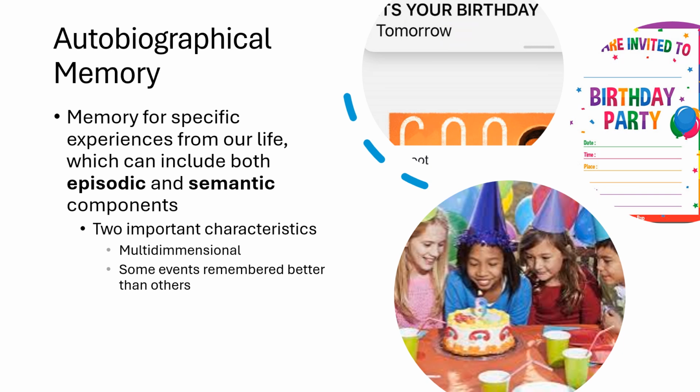What typically happens at a children's birthday party is we have hats and balloons and decorations, and there's a cake, and you blow out candles, and then you get presents, right? So autobiographical memory is memory for specific experiences from our life, which can include both episodic and semantic components. And one of the components of autobiographical memory is that it's multidimensional. We'll talk about that in just a moment.